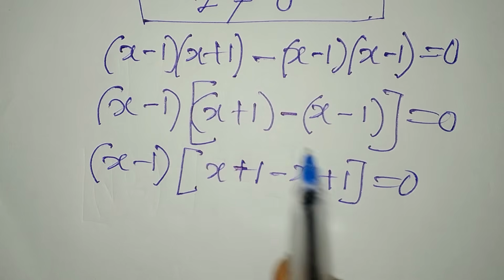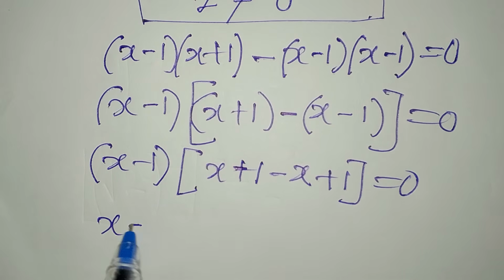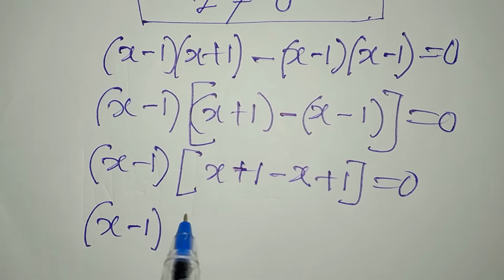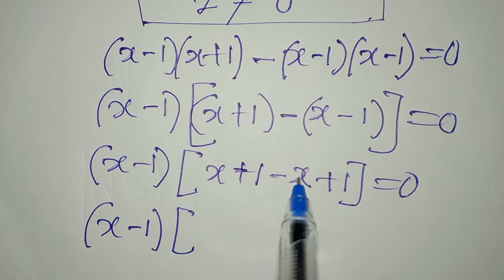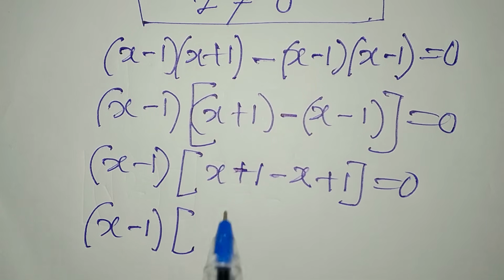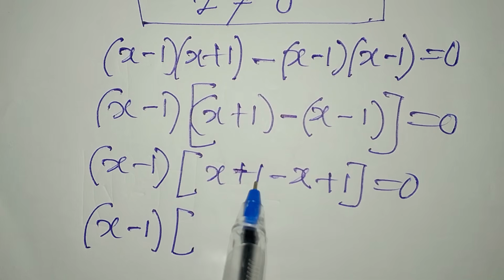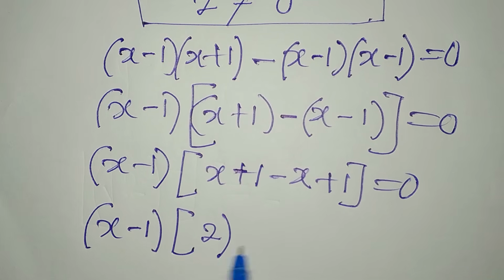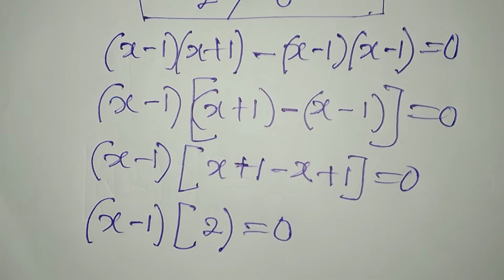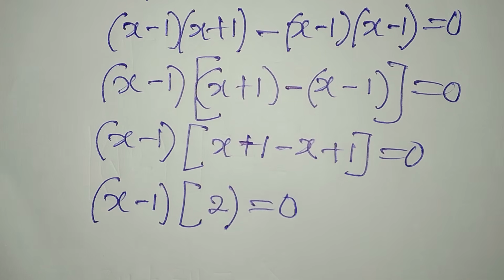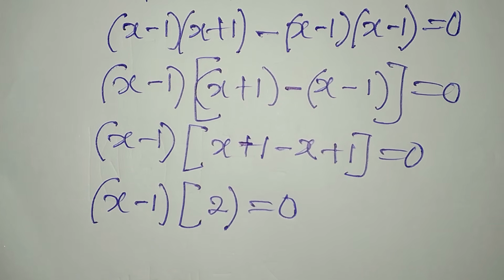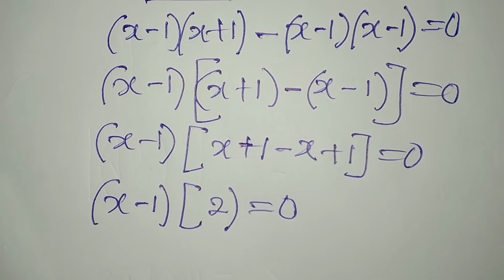Now I can simplify what we have in here. So x minus 1 is here. Then here, x minus x is gone. That is 0, right? Okay, x minus x is 0. Then 1 plus 1 is 2. So we have 2 here, and this is equal to 0. Now, if you open this bracket, it's okay, right? But it's going to be a long process.